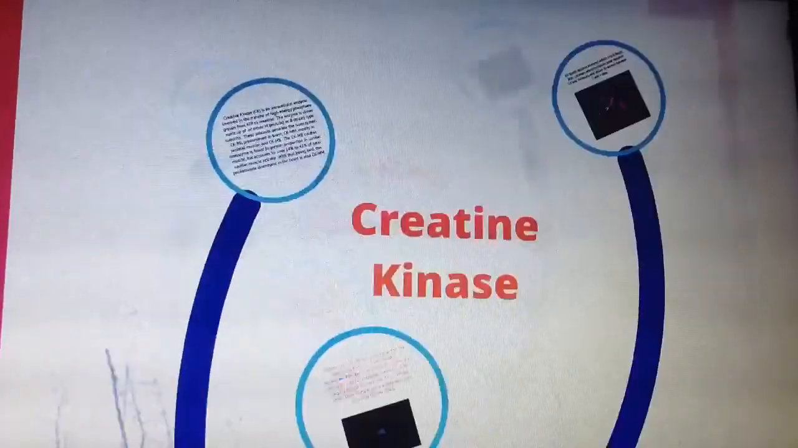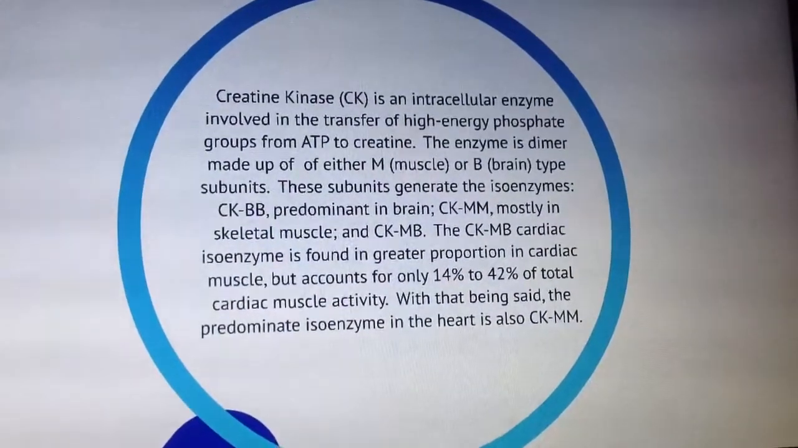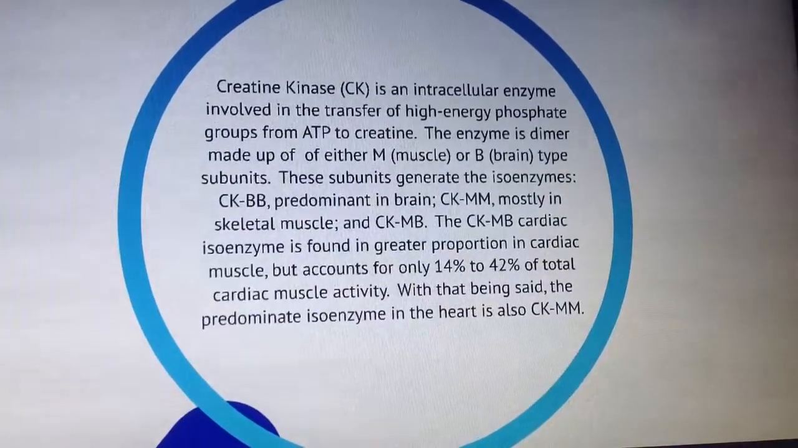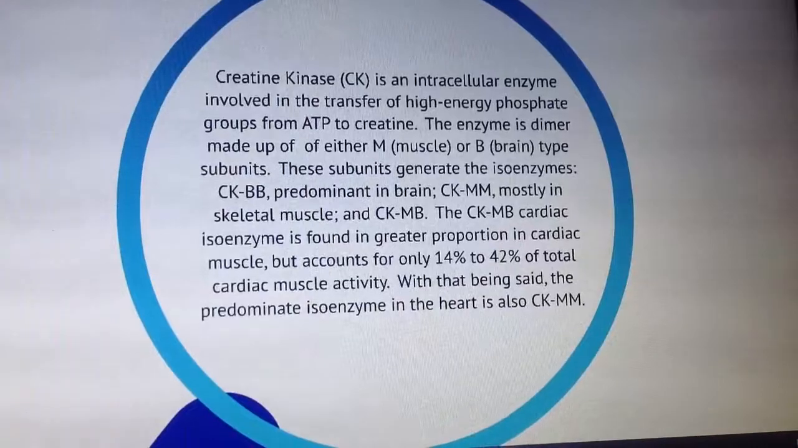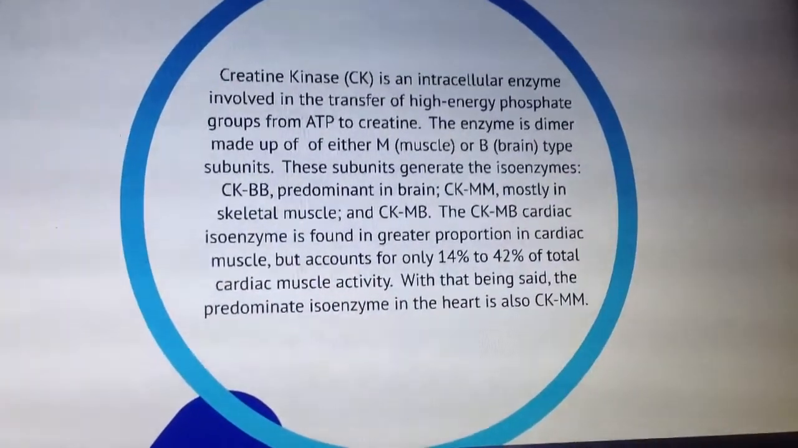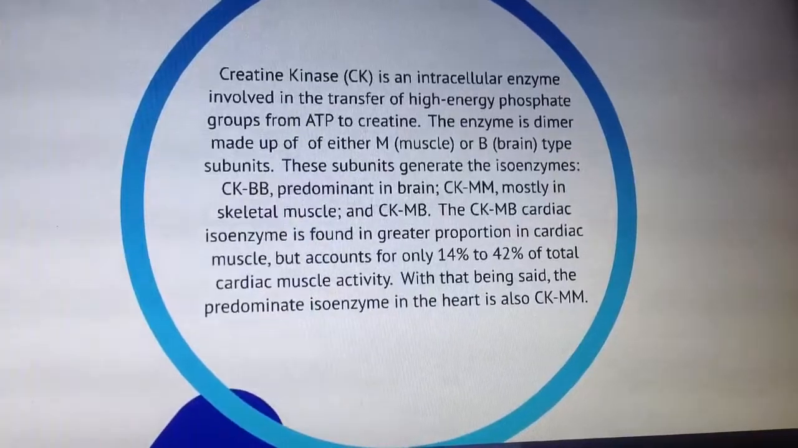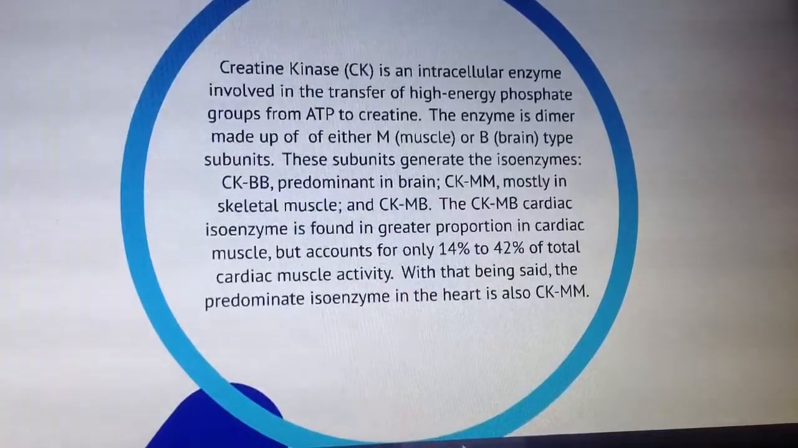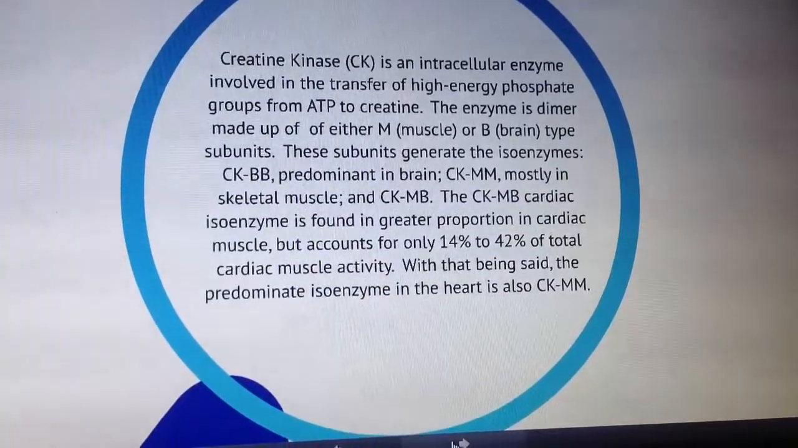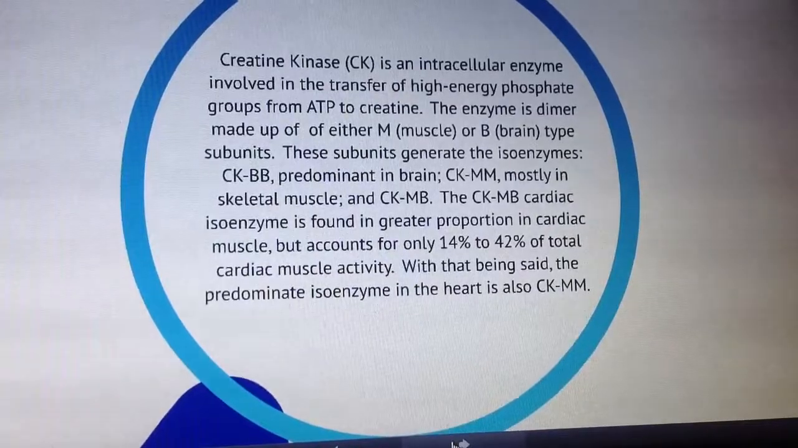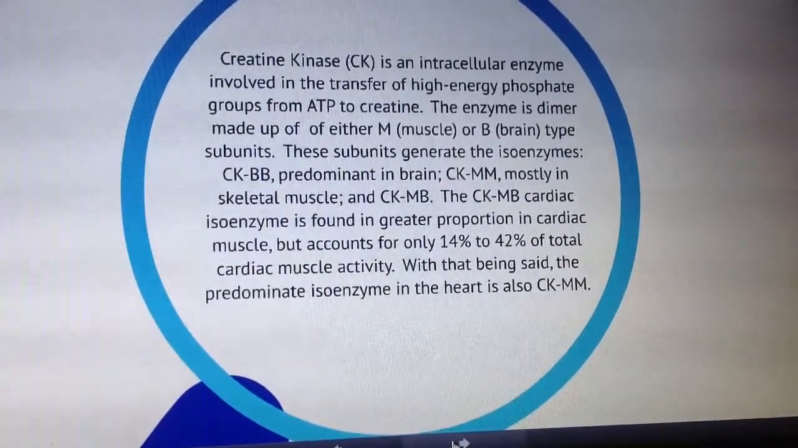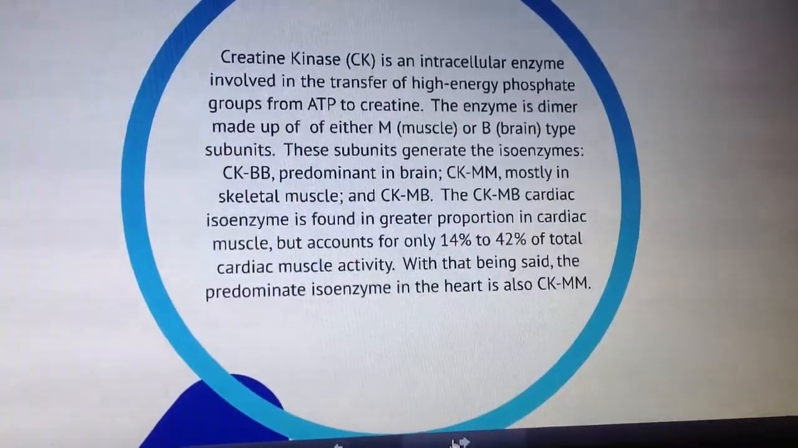Creatine kinase. Creatine kinase is an extracellular enzyme involved in the transfer of high-energy phosphate groups from ATP to creatine. The enzyme is a dimer made up of either M or B types of units. These subunits generate the isoenzymes predominant in brain. The CK-MB cardiac enzyme is found in greater proportion in cardiac muscle, but accounts for only 14 to 42% of total cardiac muscle activity.